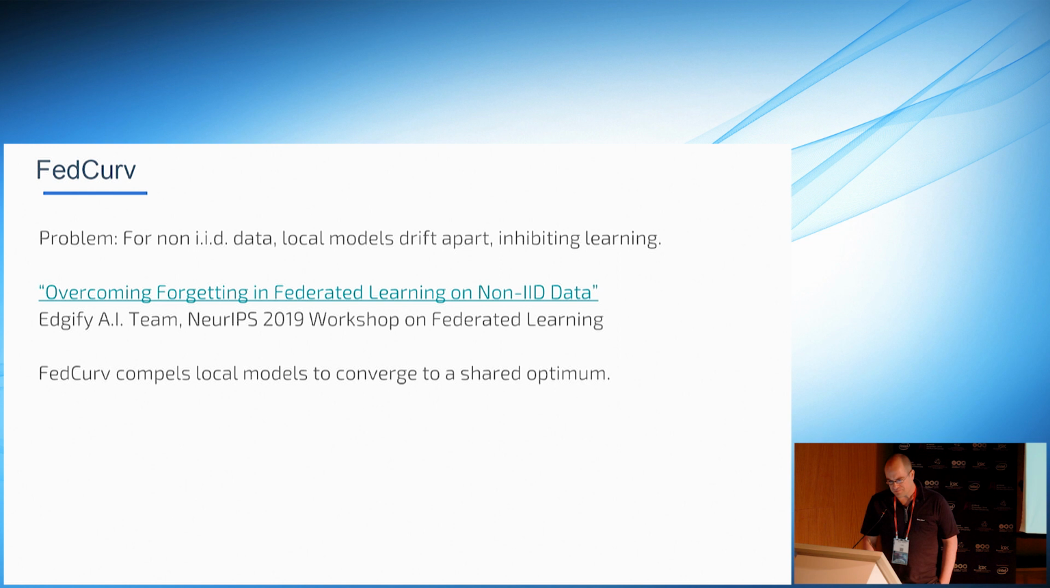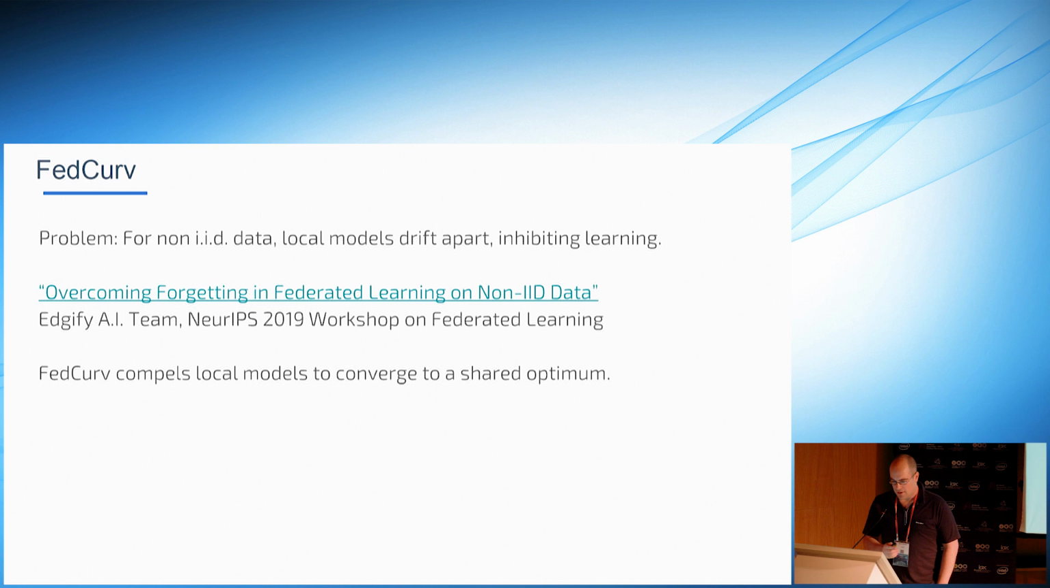So we did come up with a different algorithm than the current classical one of just averaging everything together, and we'll be presenting it at NeurIPS next month in Vancouver. This algorithm compels the local models to converge to a shared optimum, keeping an eye on what the other models are doing, but there are complexities where you don't want to invalidate the setting and start sending too much information about your data and invalidate privacy, etc.